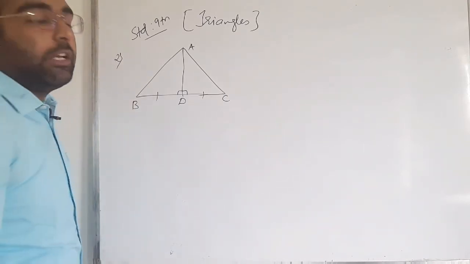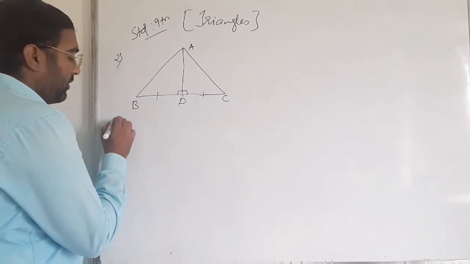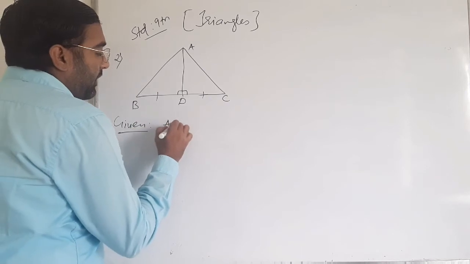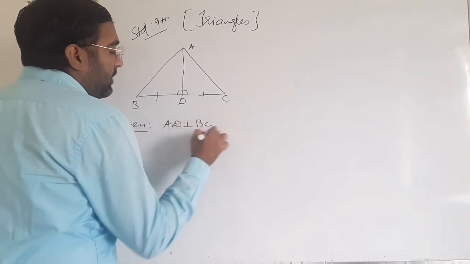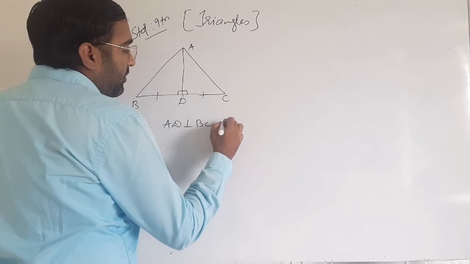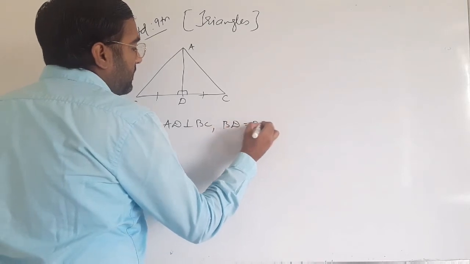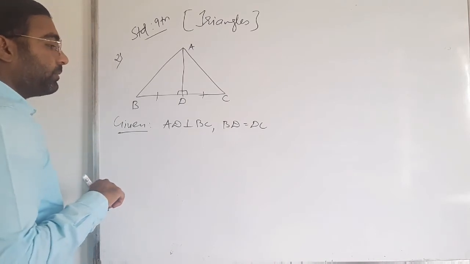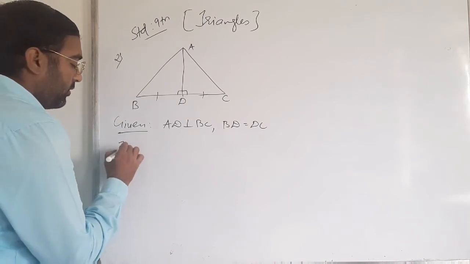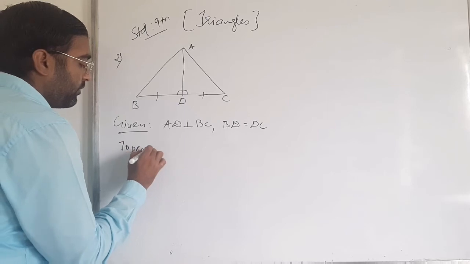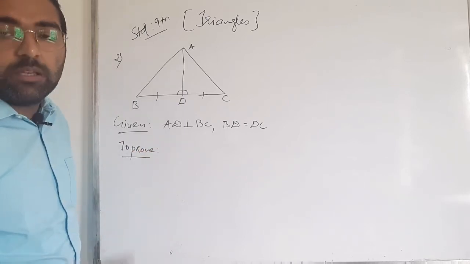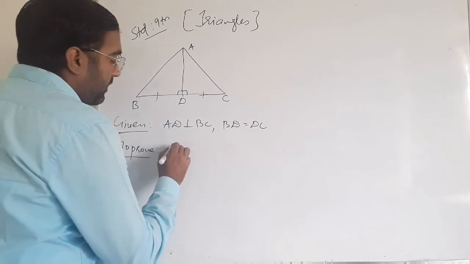Show that we need to prove. First of all, we are writing given as AD is perpendicular to BC, and second thing, that is BD is equal to DC, because AD is also the bisector of BC. To prove, we need to prove that AB is equal to AC.